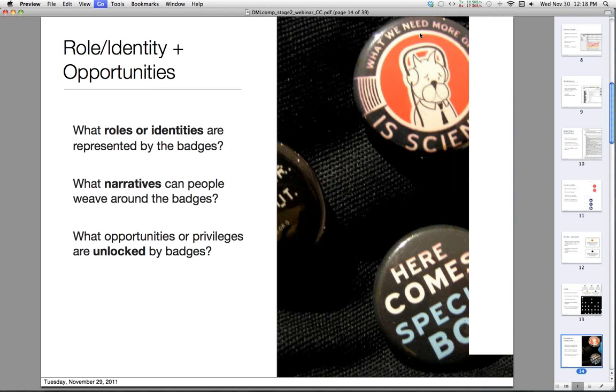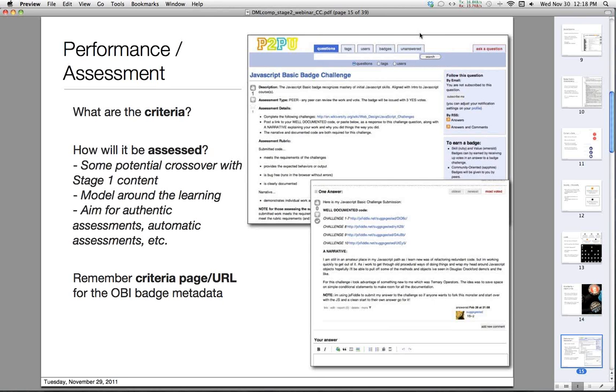Then performance and assessment. So what are the criteria that are behind this? Then how will that criteria be assessed? And this is an opportunity for crossover from the stage 1 content and start doing some modeling around the learning. And remember the criteria page and the URL that I mentioned a little earlier, the evidence URL, that's really the same idea. So what is the area, what is the criteria, and then can you document that? Is it possible to have a URL that documents that learning? And what we're showing you here is the Peer-to-Peer University JavaScript badge challenge that I'll talk about in a little more time as well.